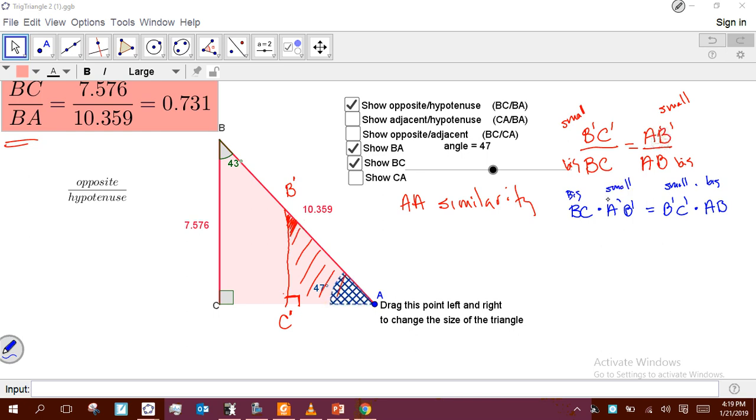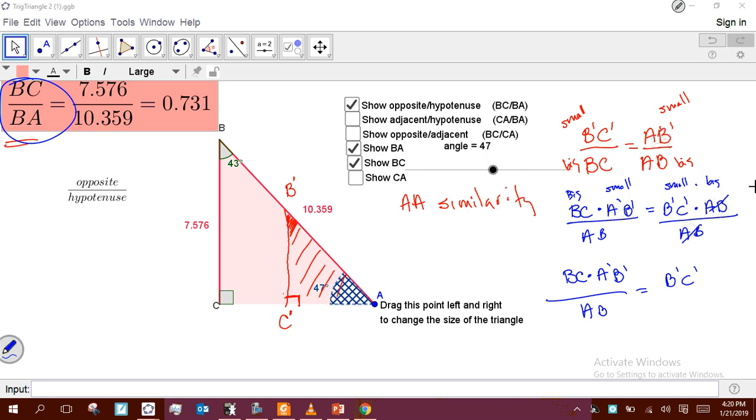So let's do a little bit of division, and let's try to see if we can get both big values on the same side. So I'll divide this side by AB. Those will cancel. I'll divide this side by AB. So right now I've got BC on the left times A prime B prime divided by AB is equal then to just B prime C prime. Now, I still don't like that because this A prime B prime here is not right now that quotient. So what I'm going to do is multiply by 1 over A prime B prime on both sides. So when I do that, they cancel here. I'm going to come over here and multiply by 1 over A prime B prime. It puts A prime B prime in the denominator.